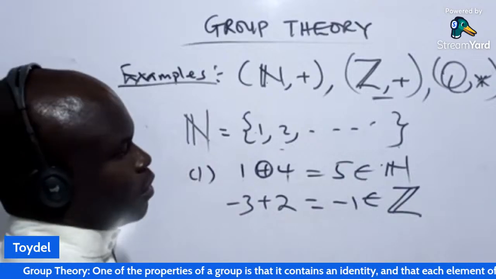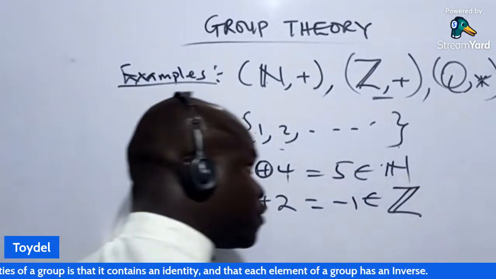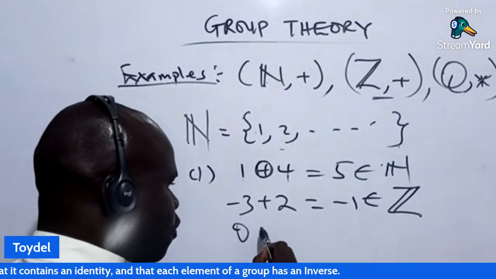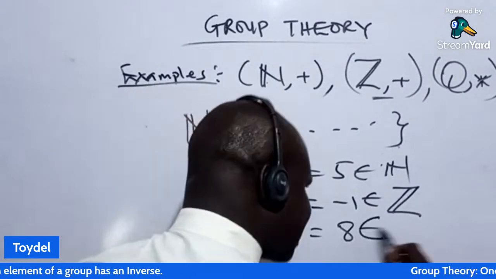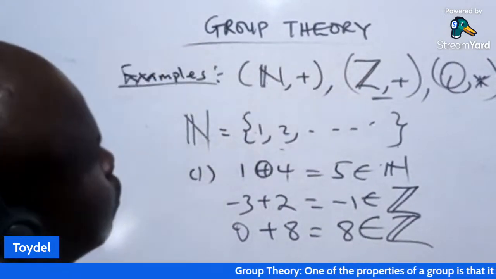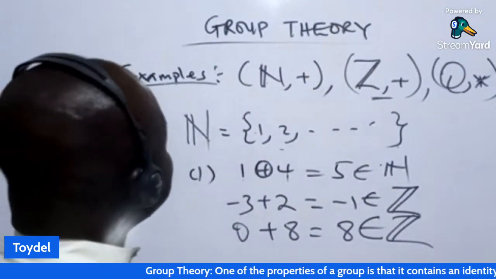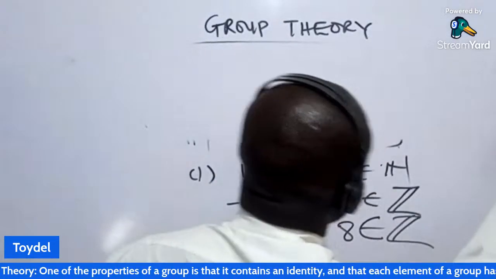Under integers now, integers comprise negative whole numbers, 0, and positive whole numbers. So if you say 0 plus 8, it will still give us 8. 8 is still in the set. So these are examples of a groupoid. So that is the first concept that we discuss under group theory. That is groupoid. Groupoid is the first.